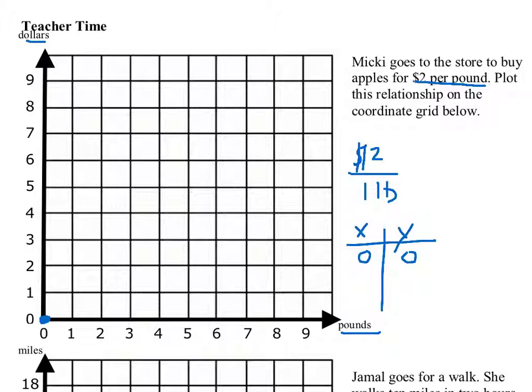If I were to buy 1 pound of apples, 1 pound of X, how much would I have to pay? $2. If I bought 2 pounds of apples, how much would I have to pay? $4.